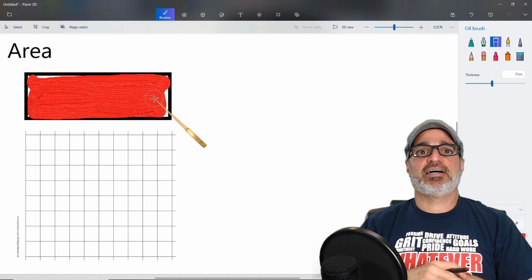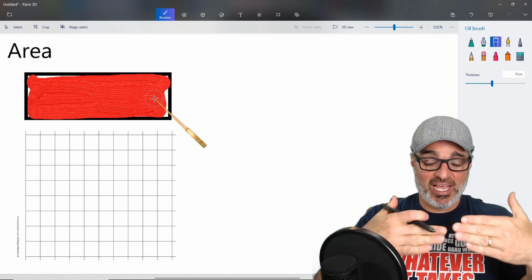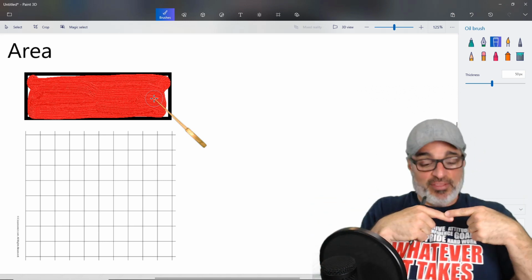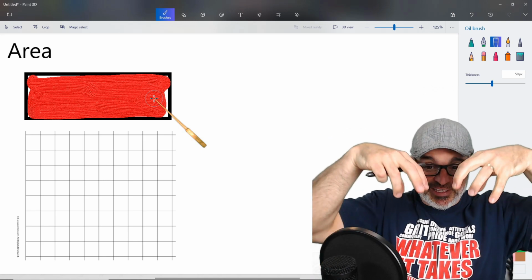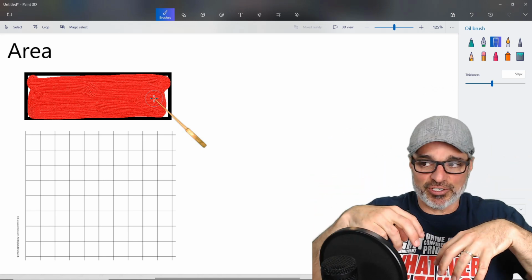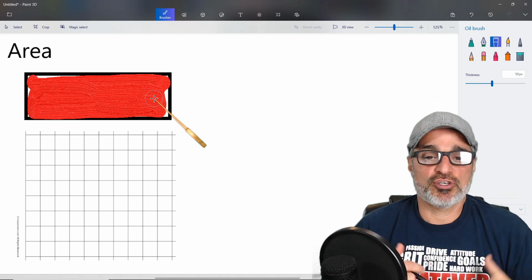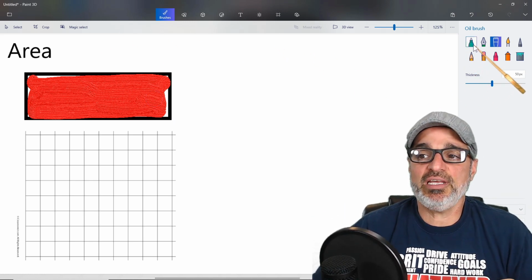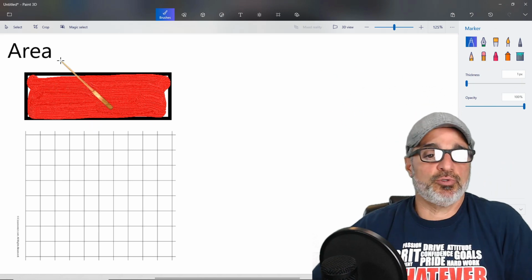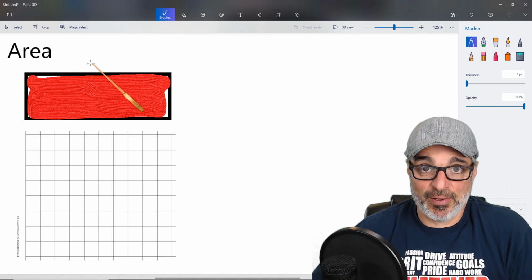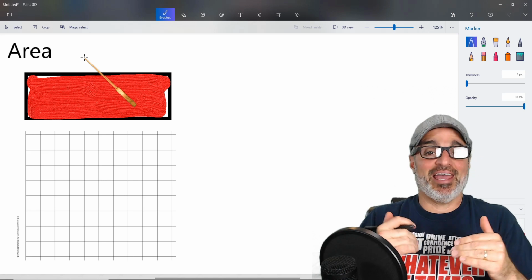So if we have a house and we're going to build a fence, right? The fence would be the perimeter, and then the space inside, the grass and the lot inside that fence, would be our area. So to find the area, we only need 2 values. We need 2 sides, but it has to be length and width.